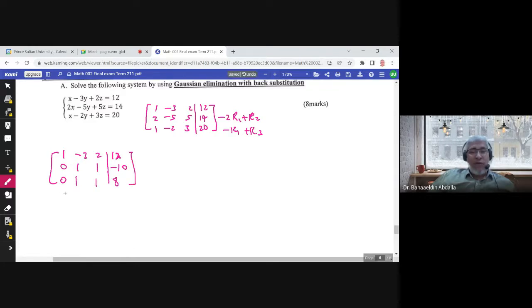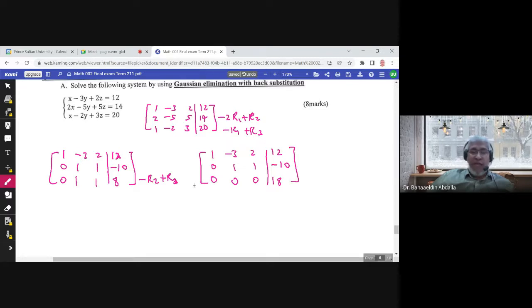And now the first column is okay. The second column, I have 1 here. So I have to make this number 0. So negative R2 plus R3. This operation will change row 3. Row 1 stays as it is, and row 2 we will not change now. And now let us do the operation and see what happens in row 3. Negative 1 plus 1 is 0. Negative 1 plus 1 is 0. Negative times negative 10 is 10. 10 plus 8 is 18.